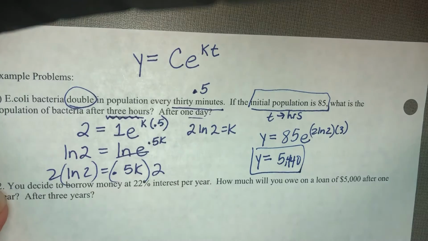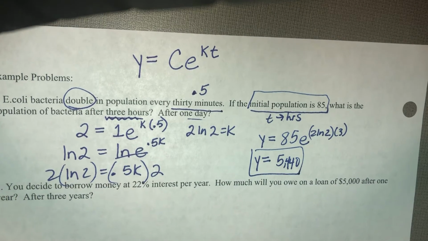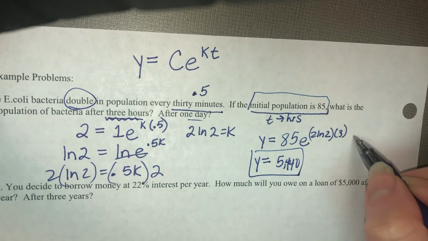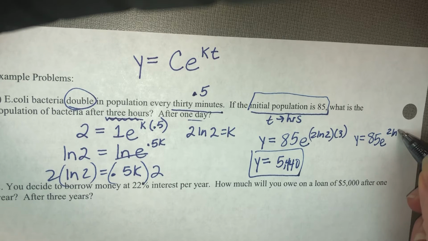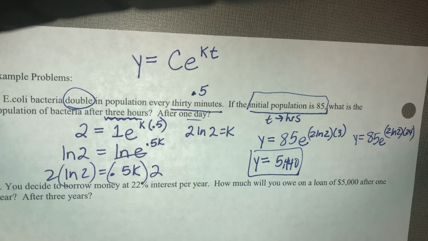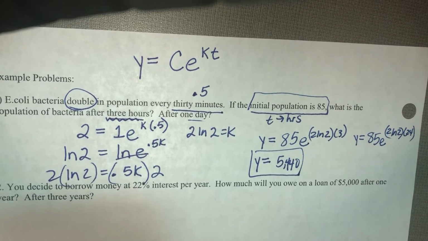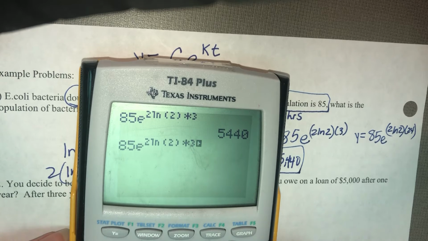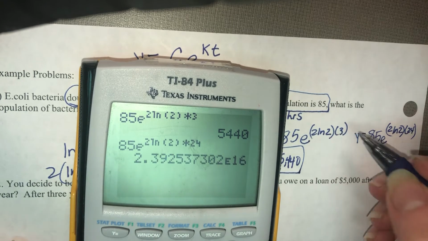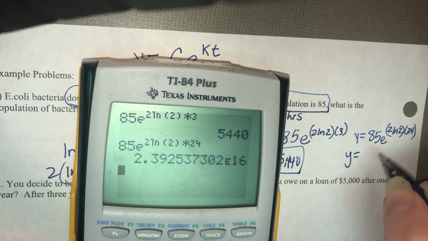That's after 3 hours. Now after 1 day, since my time's in hours, I'm going to have to use 24 hours for my 1 day time. 85e to the 2 natural log of 2 times 24 hours. So I'm going to press second enter to pull up what I just had and change my 3 to a 24. Ooh, this is a big number. I'm going to leave it in scientific notation.